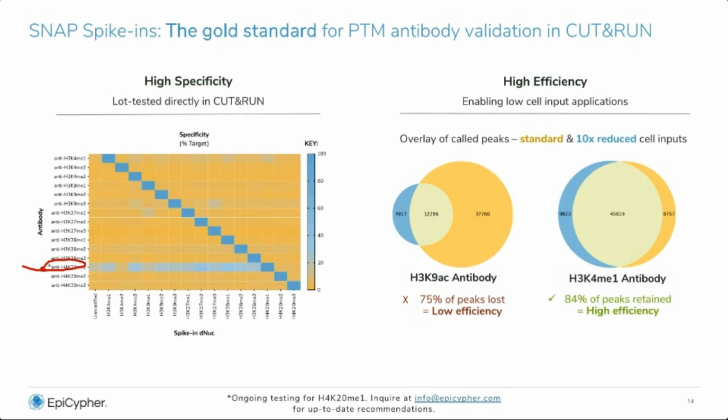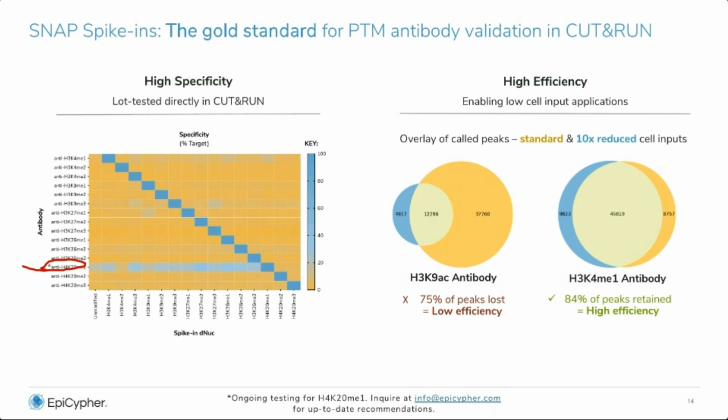But specificity isn't the whole game. We also want antibodies that are high efficiency. Remember that one of the advantages of CUT&RUN is you can use 100-fold fewer cells than you can in ChIP, so down to just a few thousand cells. But the caveat here is that not every antibody can do this. You really need antibodies that have high efficiency for their target that can enable you to reduce cell numbers.